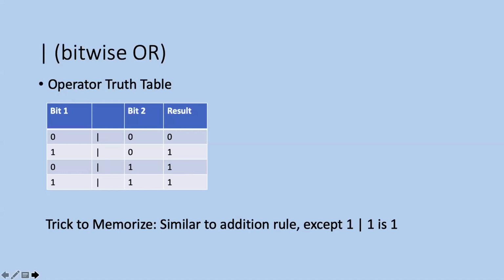Now, for OR, a little trick, right? The only difference is 0 or 0 is 0, 1 or 0 is 1. So if you notice, it's not multiplication. The trick to memorize this is similar to the addition rule, except 1 or 1 is 1, not 2. Otherwise, it's very similar to adding: 0 plus 0 is 0, 1 plus 0 is 1. That's how I use this trick to memorize it, right?